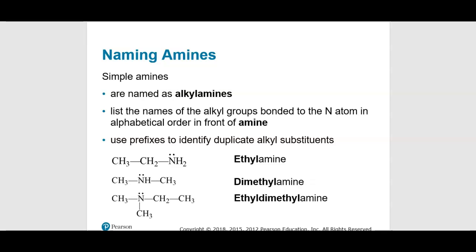The simple amines are named as alkylamines. Remember, we were talking about common names of ethers. This is something similar, and the rules for naming are pretty much the same. You list them in the alphabetical order of the alkyl groups, not the di and tri or whatever. They do not count. So there's ethylamine, dimethylamine, and you see right there, ethyl dimethylamine. Ethyl comes before methyl in the alphabet, so the di in dimethyl does not matter. It does not count.